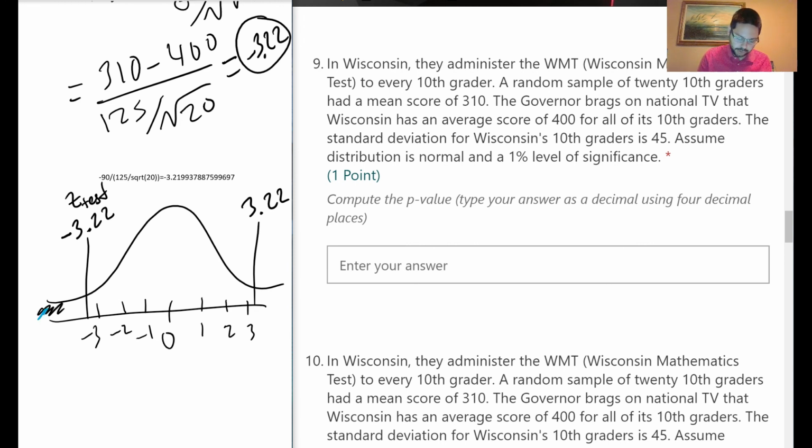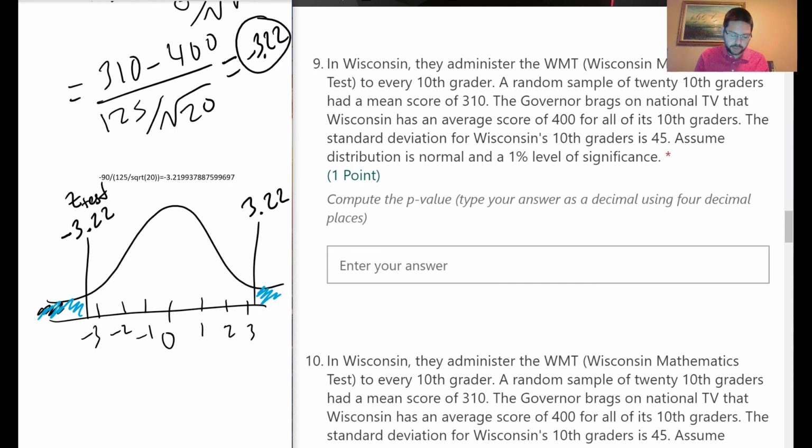Let's do it in a different color. And then you got to find both areas, okay? So which area would I do? I would use the negative area first, or the area to the left of the negative value, and then I'd double it, okay? So that's what I do. Even if I got a positive answer for my z-test, I will look up the negative value on the z-chart and then double it. That's the easiest way to do it, okay?